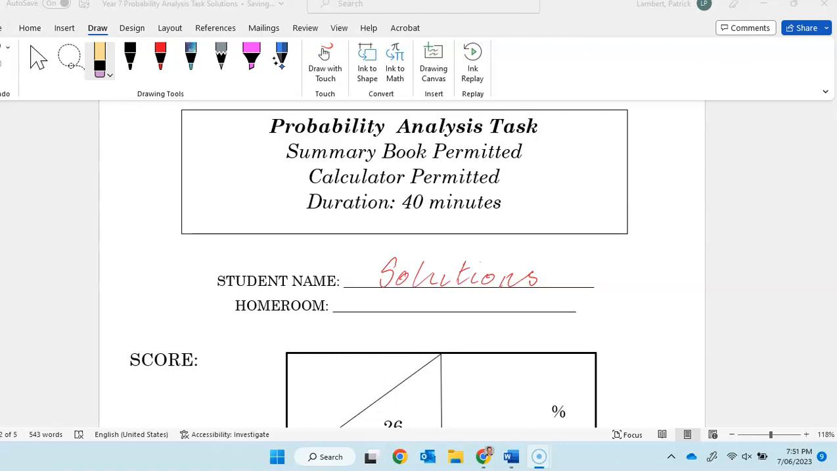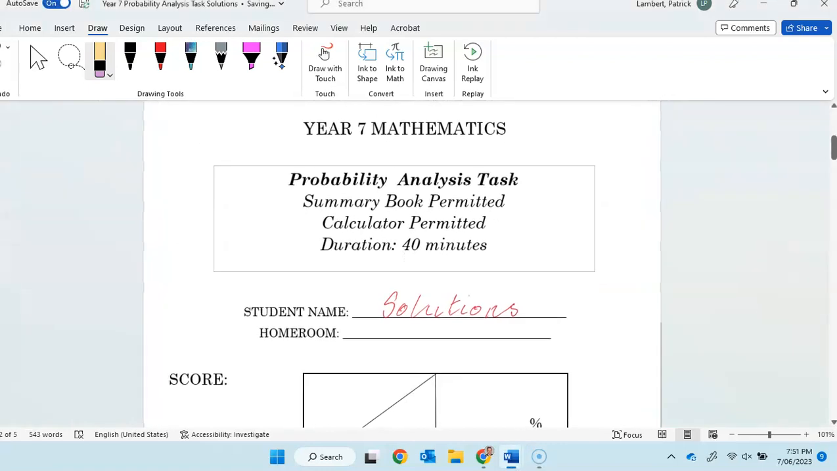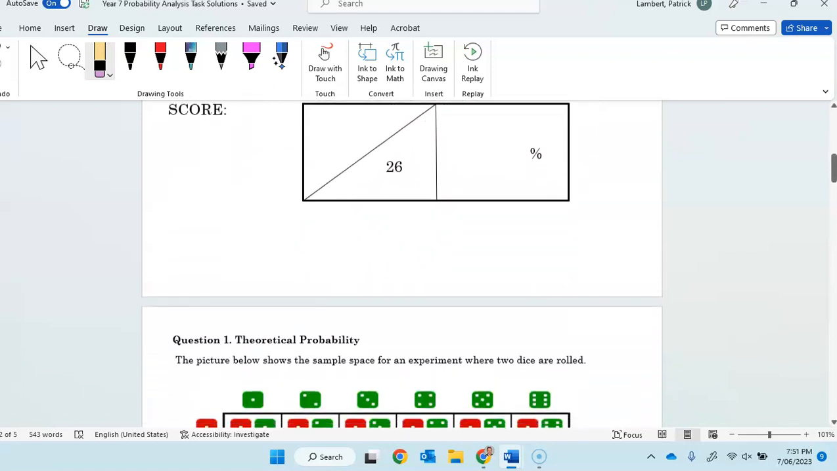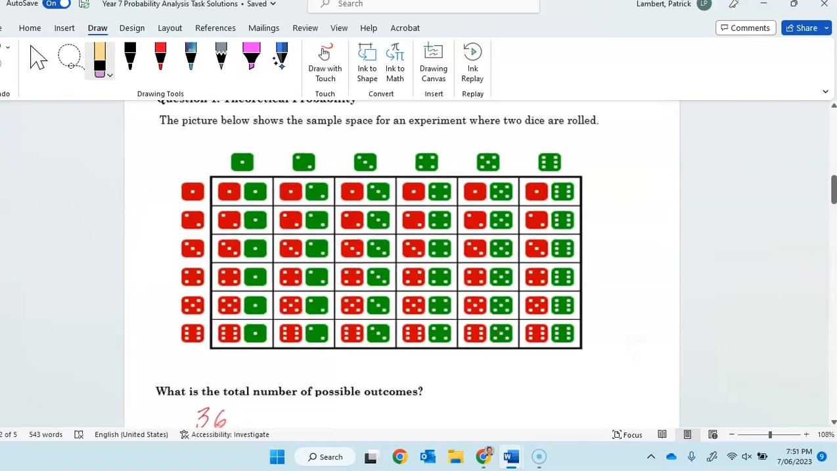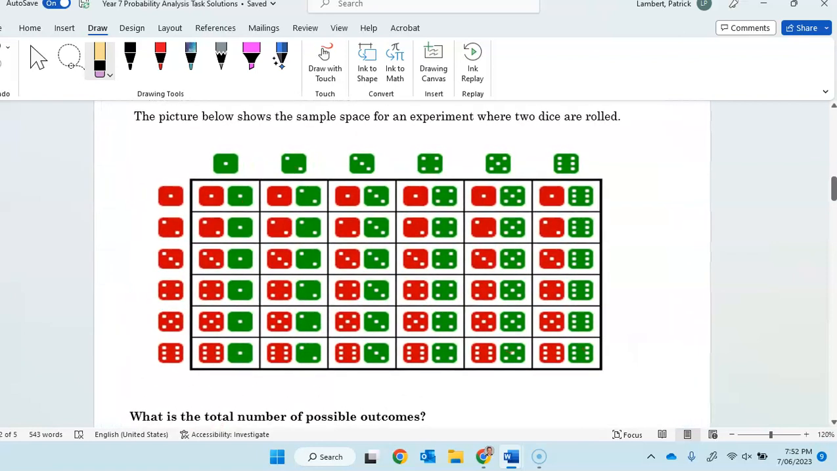Year 7, let's have a look at the solution to the probability analysis task. Question 1, the rolling of 2 dice, plural of die, 1 die, 2 dice. Here's your first die, first die is this one here, and here's your second die here.